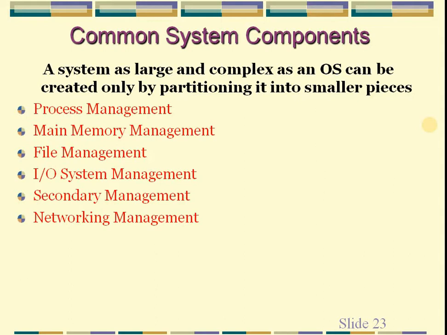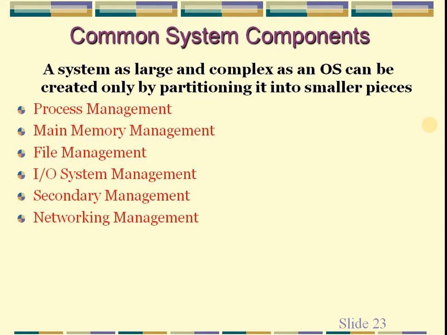Now, we see in short, a system component: an operating system has a very large number of functions and a very large number of services. It becomes very complex. So the operating system is divided into smaller pieces, and each smaller piece is called a system component. Each smaller part handles its own functions and services respectively. There are common system components.